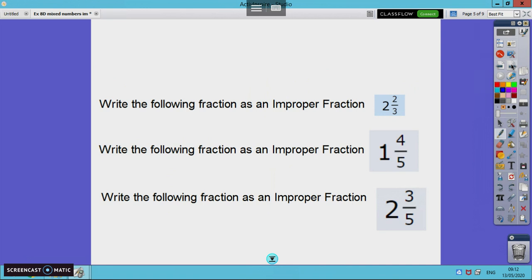So write the following fraction as an improper fraction. Firstly, we would do the whole number multiplied by the denominator. And then we do 6, add the 2, because we've got that extra, which gives us 8/3. And we always use the same denominator, whatever denominator we're given.